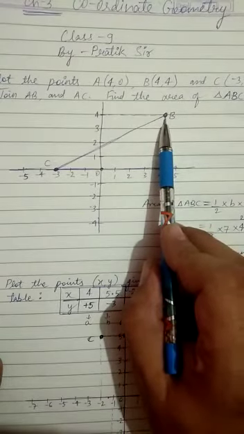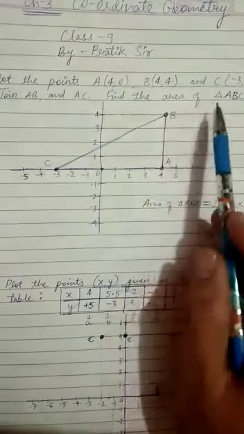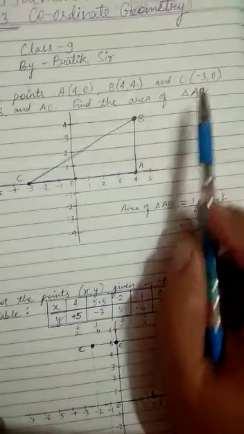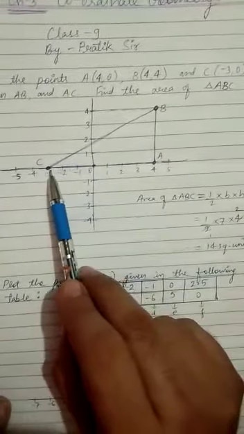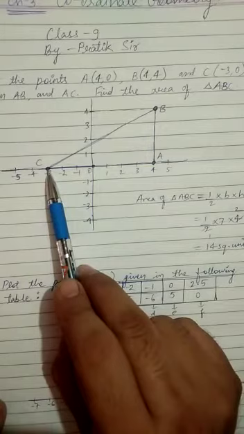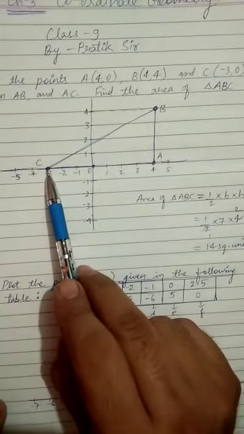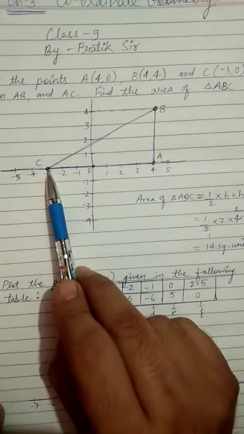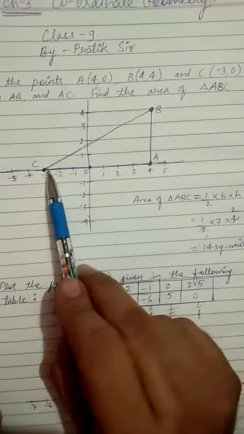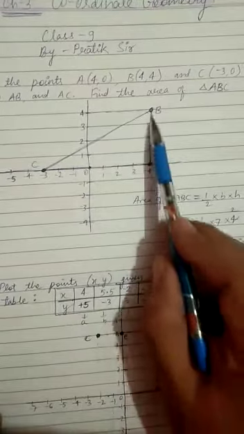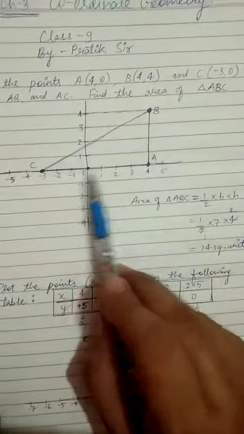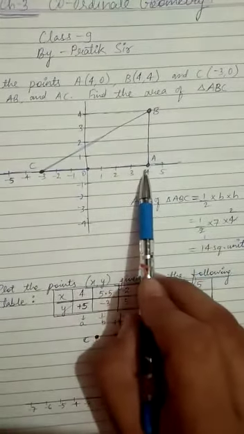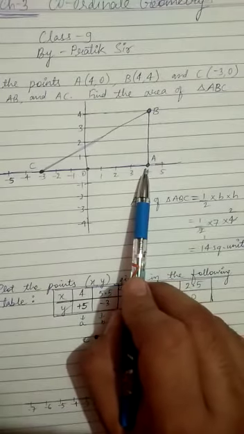This is point B. And point C coordinates are (-3, 0). The x value is -3 and y is 0, which means it is also on the x-axis. This is point C (-3, 0). We will join all the 3 points: A to B, B to C and C to A. C to A is already on the x-axis, so it is already joined.